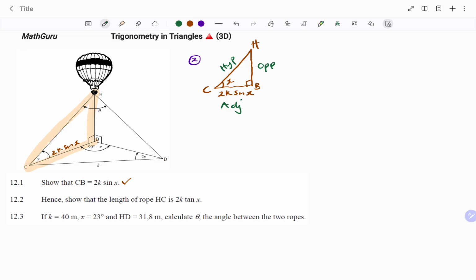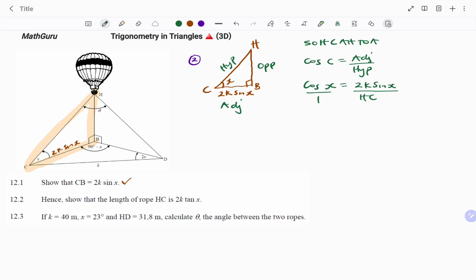And if I look at my trig ratio acronym, that's my SOHCAHTOA, the question is, which of the trig ratios uses hypotenuse and adjacent? And that will be my cosine, which is cos. So therefore, cos of the reference angle, that's cos C, is equal to adjacent over my hypotenuse. The cos of x equals my adjacent in this case, that's 2k sine x, divided by my hypotenuse, that is my HC.